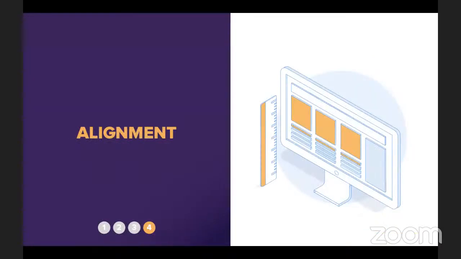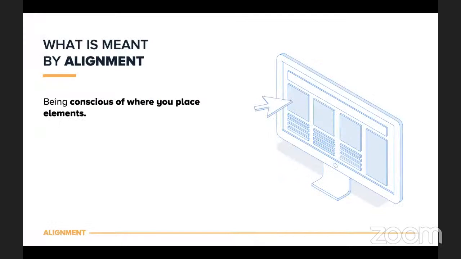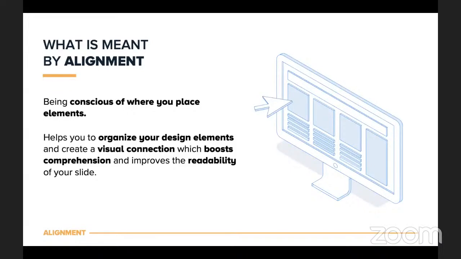So our last design principle for today is alignment. Considering alignment is being conscious of where you place your elements. So alignment can help you to organize your design elements on your slide to create a better visual connection. So where repetition is more concerned with elements across a deck of slides, alignment is about obtaining unity among elements on a single slide.